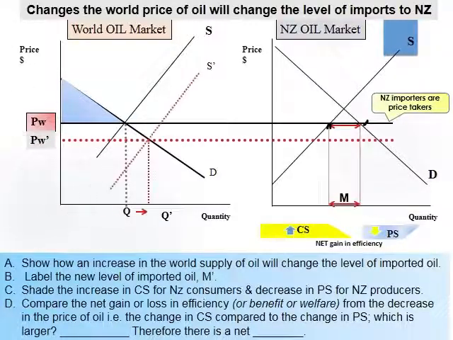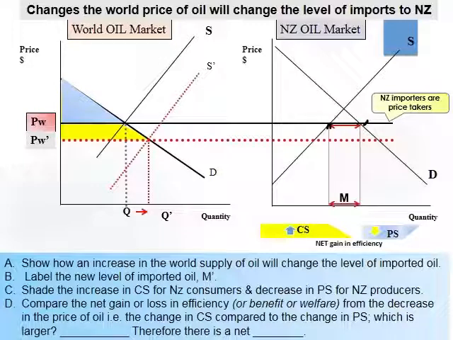Now let's say there is an increase in supply of oil in the world market. Well, that shift to the right of the supply curve will result in a lower price of oil. And the lower price, of course, will have an effect in the world oil market. Consumer surplus will increase because it's now cheaper to buy oil in the world market. But how will surpluses, producer and consumer surplus, change in New Zealand? Because that's where our focus is.